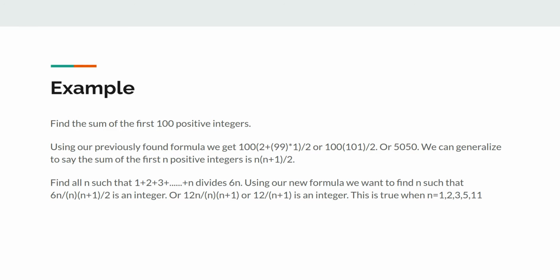Do you get that? Do you guys get this so far?